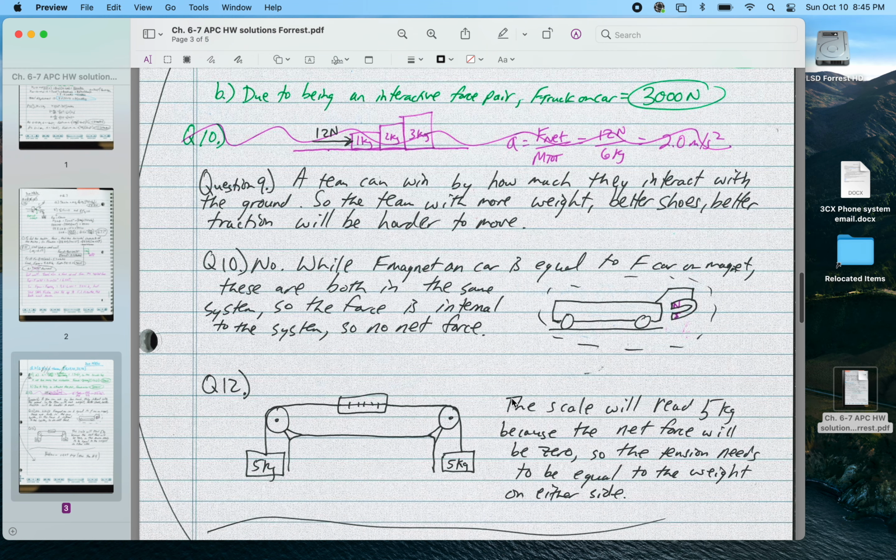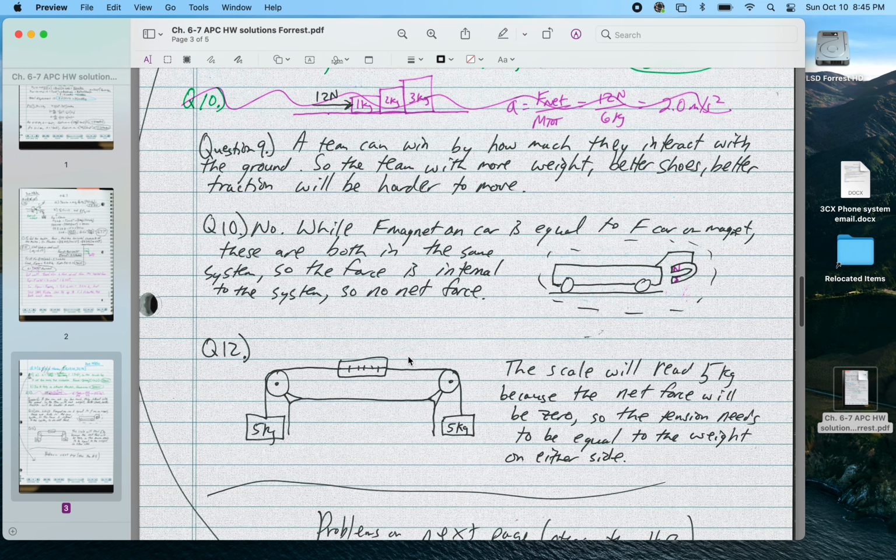Chapter 7, the questions here should have been pretty straightforward. The scale will read 5 kilograms. Why? Because the tension has to be the same as whatever weight is pulling on either side, since there's zero acceleration. This is kind of goofy, but funny question. So the forces are internal to the system, which is why the cart won't move.